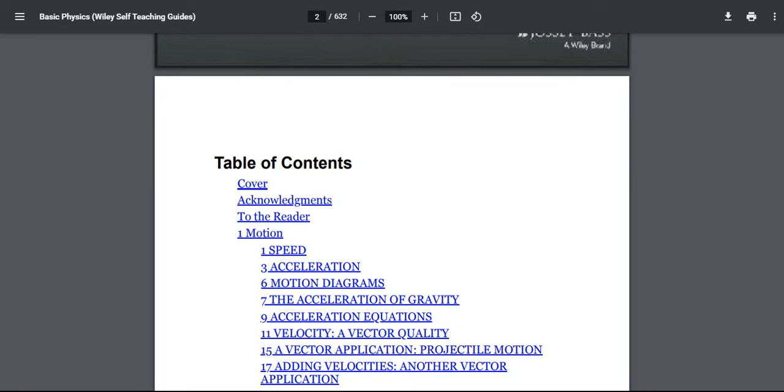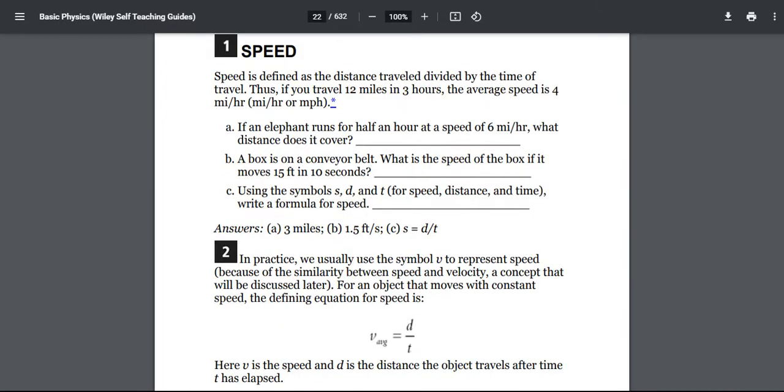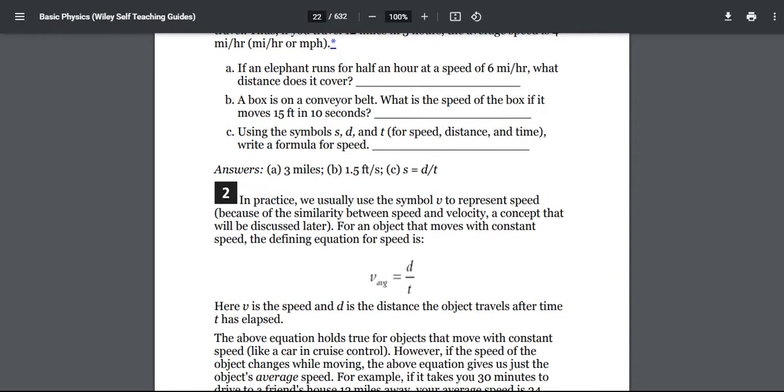This is day 2. We were at the speed. In the previous video we learned the definition of the speed and the function of the speed, which is nothing but v equal to d divided by t. V is defined as the speed, d is defined as the distance and t is defined as the time.